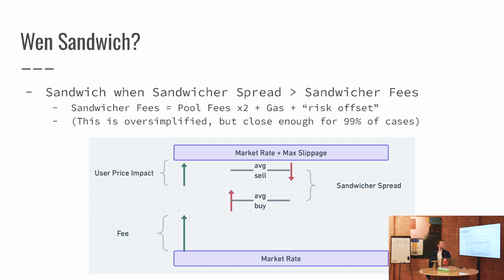And so the general idea is that the sandwicher wants to buy low, sell high, right? But the sandwicher still has to pay fees. And so when you look at the fees, the general idea is that the sandwicher wants the sandwich spread to be greater than 2 times the pool fee. That's the rough, very oversimplified. The math is actually way more complex than this, but if you simplify it just a little bit, then you get like a very reliable model, which is what this is.